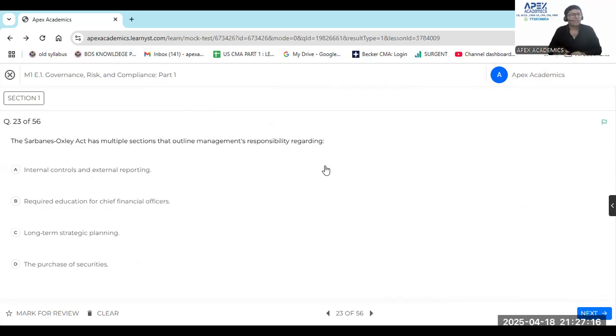Sarbanes-Oxley Act has multiple sections that outline the management's responsibility regarding internal controls and external reporting. Required education for chief financial officers? No. Long-term strategic planning? No. Purchase of securities? No. SOX has multiple sections that outline the management's responsibility regarding what? Internal controls and external reporting.